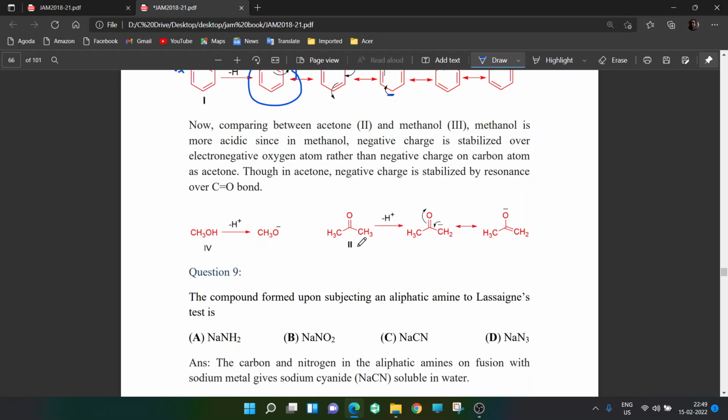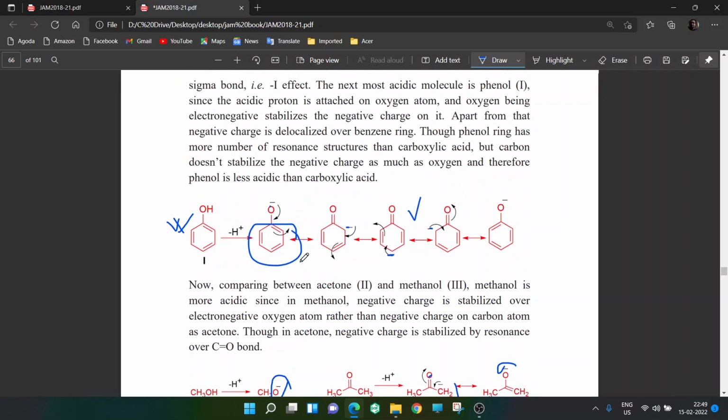And then if you look at ketone, if you remove this proton, you get a negative charge that gets delocalized. So the negative charge is delocalized between carbon and oxygen. You can see here, it is stabler than this one because here only oxygen is stabilizing the negative charge.